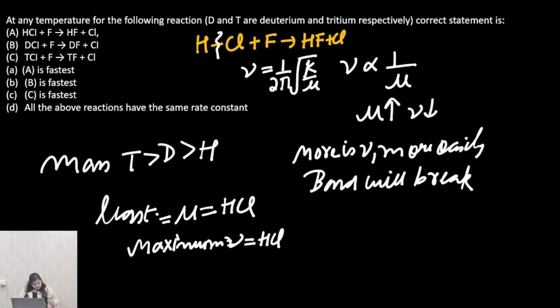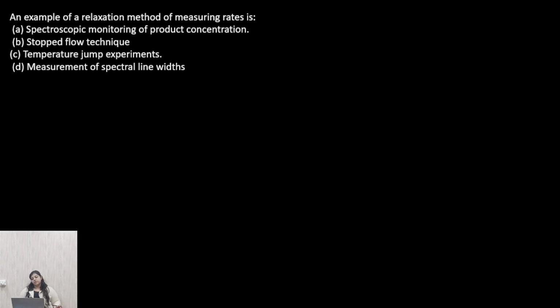From the options, you see that A is fastest, B is fastest, C is fastest, all of them have the same wording. We have said that HCl bond breaking will be the fastest, which means A is going to give the fastest reaction. Okay. Next one we have this question.